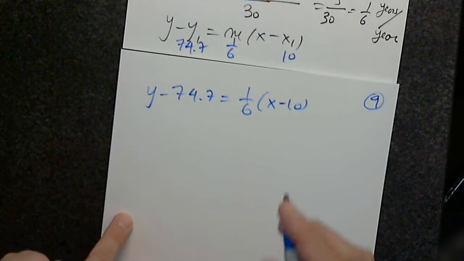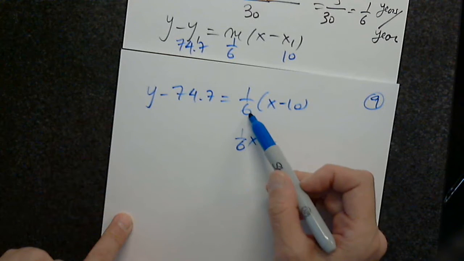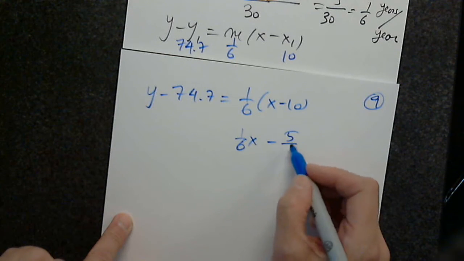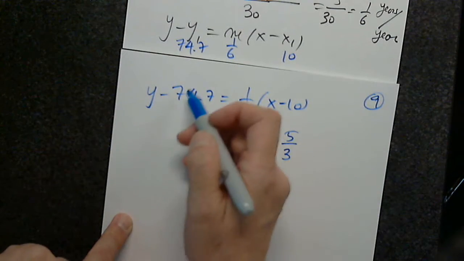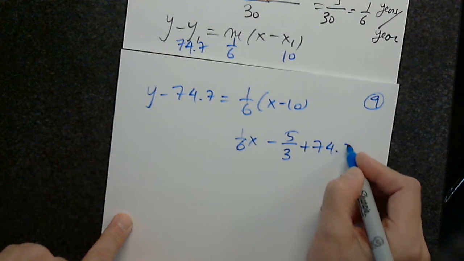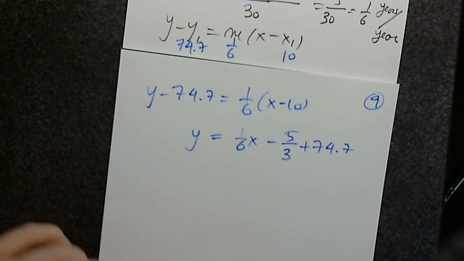We have to distribute 1/6. So 1/6 x minus 10 over 6 is 5/2. No, I'm sorry, I'm wrong. 5/3. And then I have to add 74.7. It's going to be ugly. I don't have my calculator, but you can leave it as is, or you can multiply.